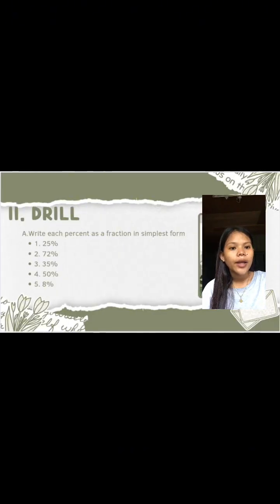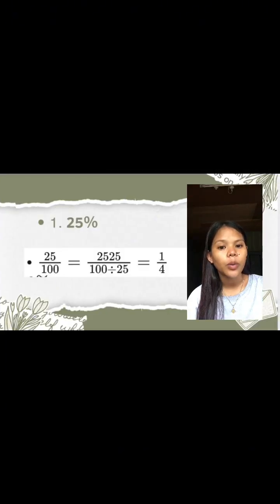A. Write each percent as a fraction in simplest form. Number 1 is 25%. To convert a percentage to a fraction, you put the percentage over 100. So it becomes 25 over 100. Simplify the fraction by dividing both the numerator and the denominator by their GCD.